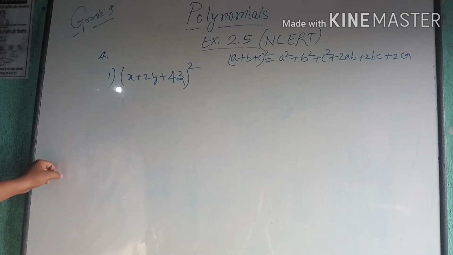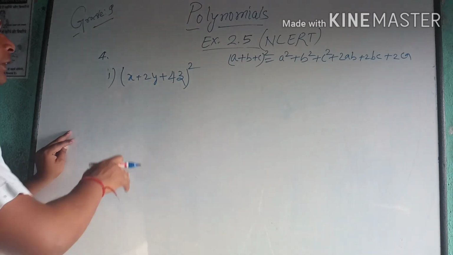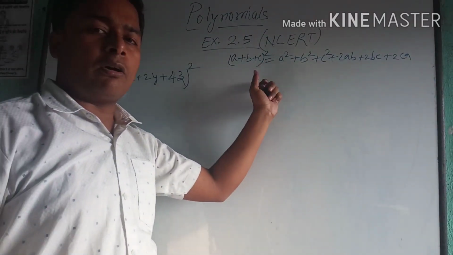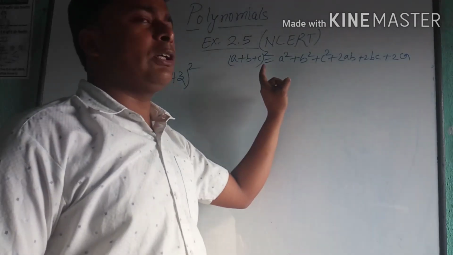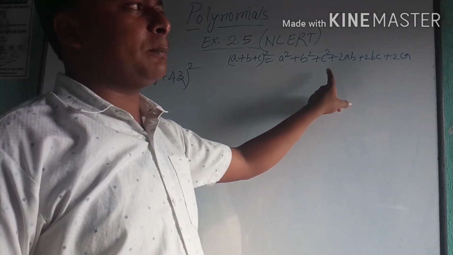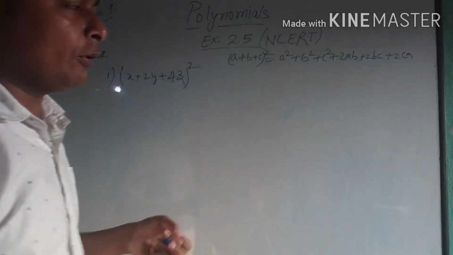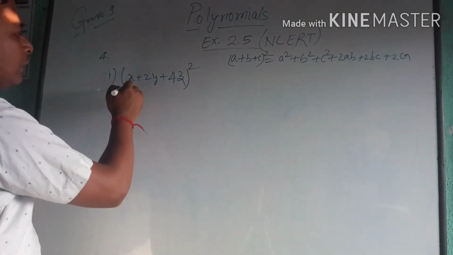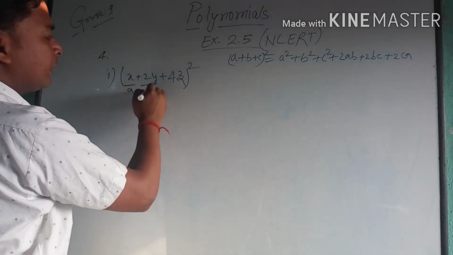Number 4. Expand each of the following using suitable identity, and the identity which is suitable for this is a plus b plus c whole square. What is that? That is equal to a square plus b square plus c square plus 2ab plus 2bc plus 2ca. Now we have to substitute that value. This is your a, this is your b, and this is your c.